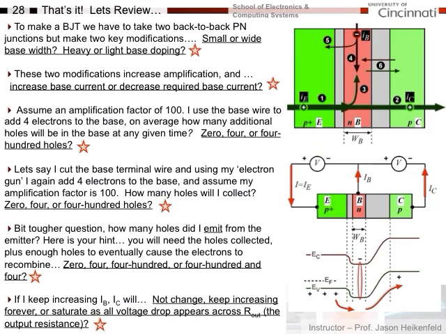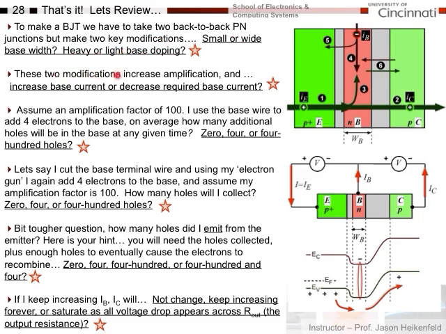So the last slide, this review, is actually comprehensive, more than just this mini lecture, but you should be able to remember some of these things. And I've provided answer options, so that helps narrow it down for you. The first question: to make a BJT, we have to take two back-to-back PN junctions, but make two key modifications. What are they? Is it small or wide base width? Is it heavy or light base doping? Choose one of each of these. You should know what those are.